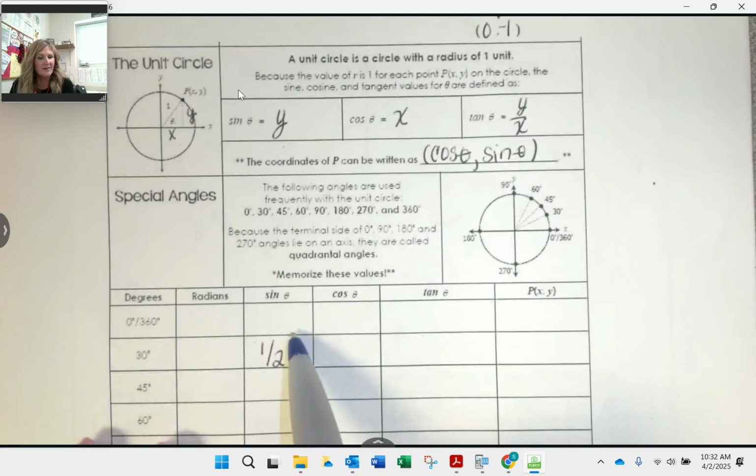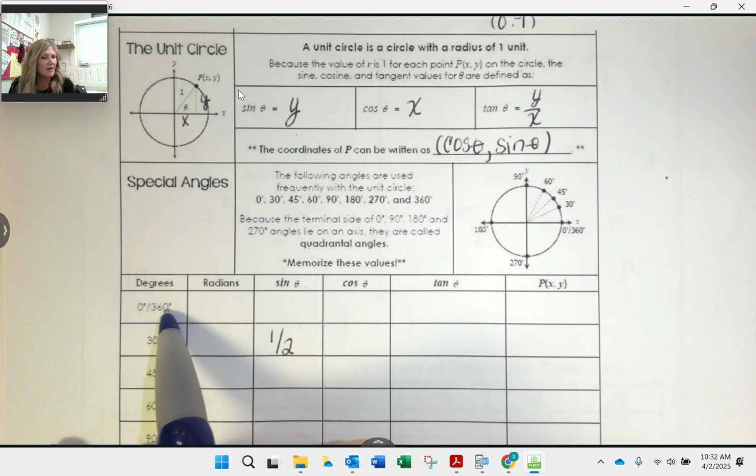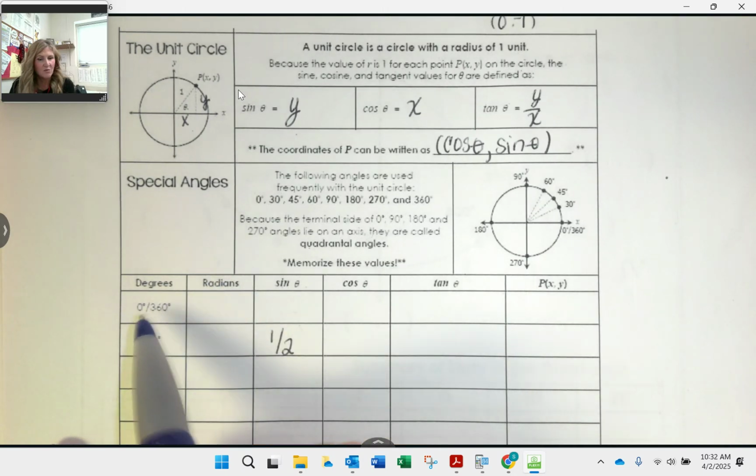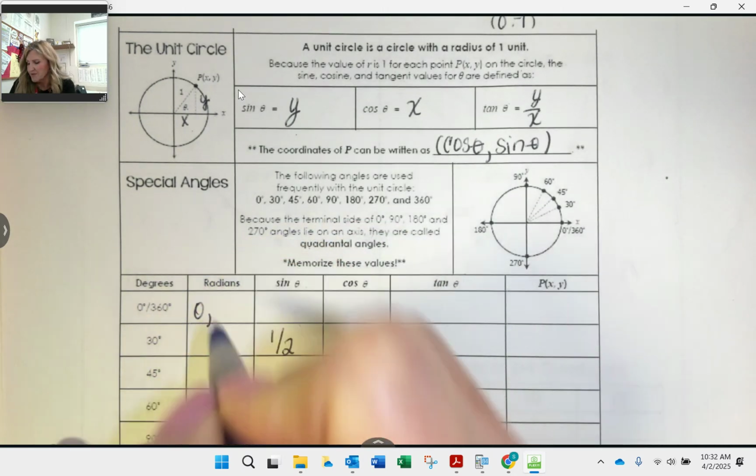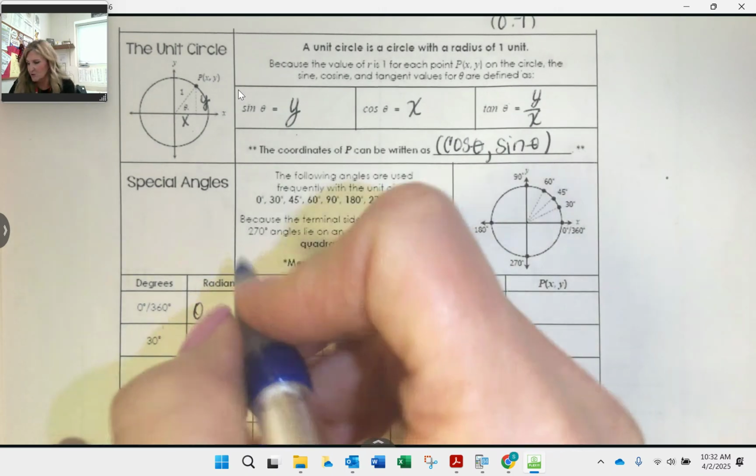Now, come down here and let's see how that helps us. We want another name for 0 and 360 in radians. Well, 0 is just 0. Do you remember what 360 is in radians? 2 pi.